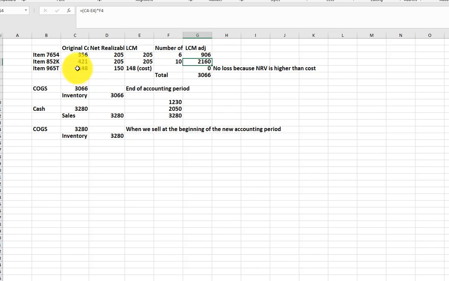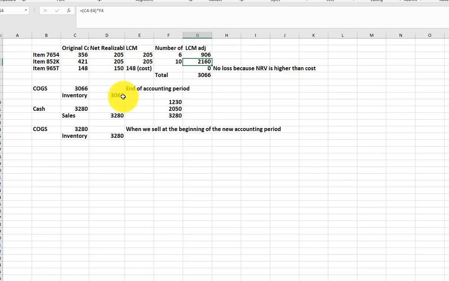Now on the last one, the original cost is 148, and we can still get 150 after the cost to sell them. And so we stay with the cost and we have no loss, because as long as the net realizable value, what we can sell them for, is more than the cost, we do not need to make a loss adjustment. So that leaves us with the other two. Add together. You could make a separate journal entry for each item if you wanted to, but most of the time we'll just add these two adjustments together and make one journal entry for 3,066, debiting cost of goods sold and crediting inventory, 3,066.